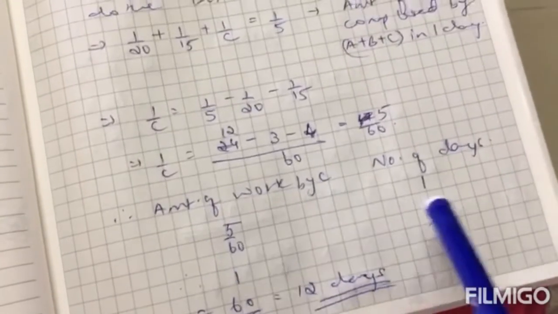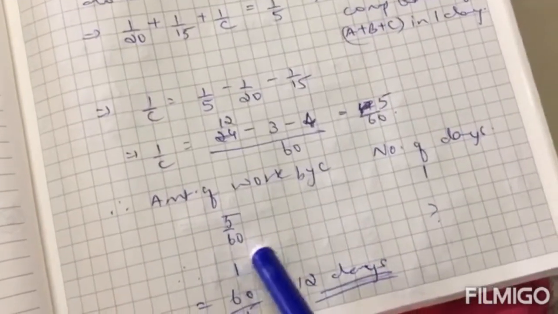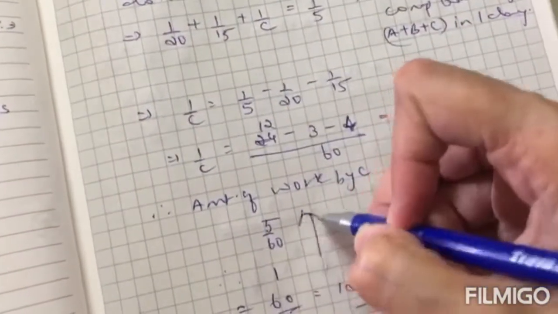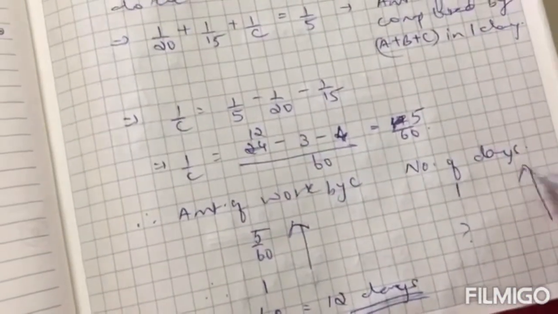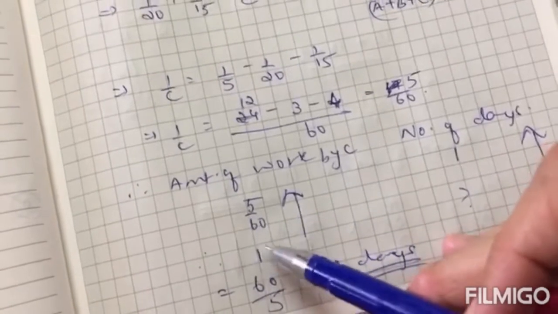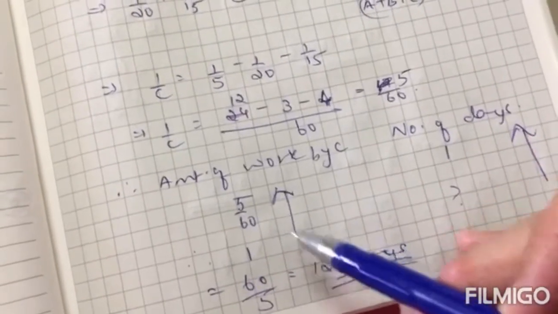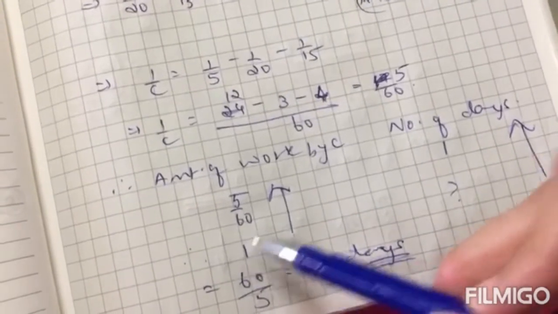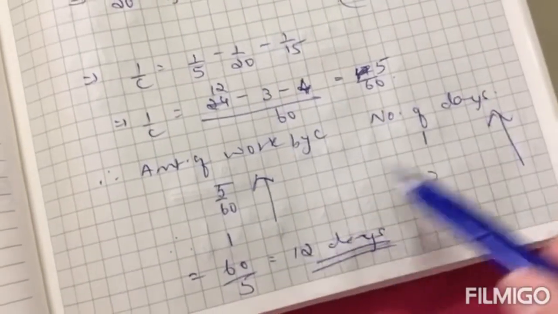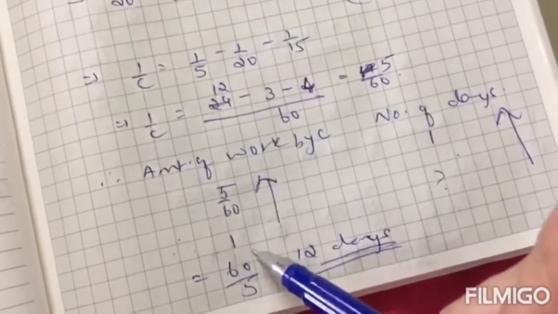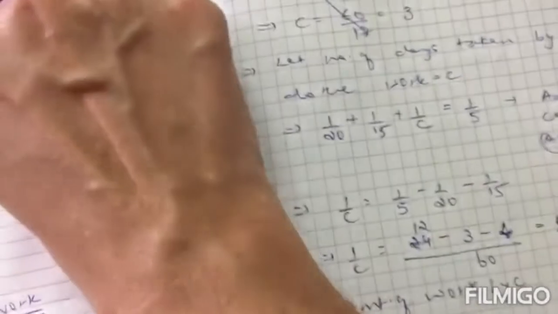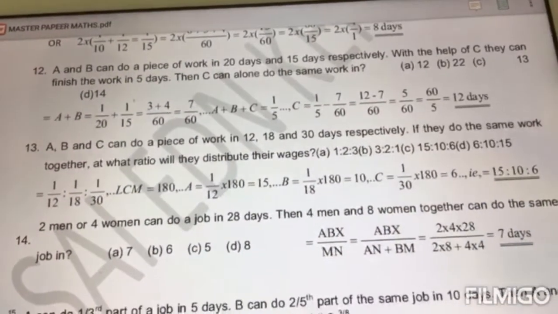Therefore, how many days will C alone take to complete the one full work? So work has increased, therefore days will also increase, right? The full work is greater than 5 by 60, right? Therefore, the days that will be required to complete the full work will also increase. So this is direct proportion. So it is 1 divided by 5 by 60, which is nothing but 60 by 5, which is 12 days. Let's see if that is the answer. Yes, it is 12 days. Okay.